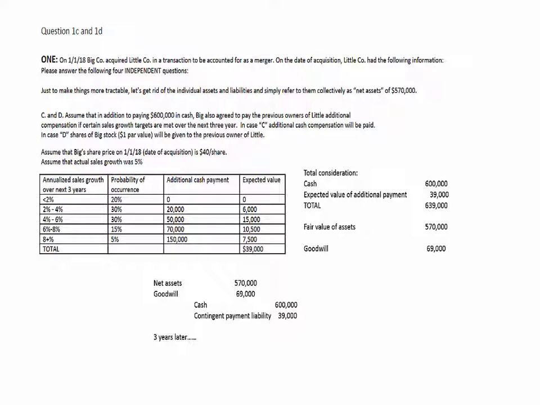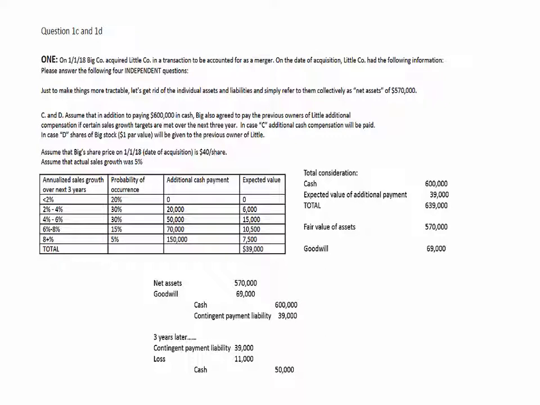3 years later, we find that actual sales growth was 5%. That falls within that middle band. So we're going to pay out $50,000. So we write a check for $50,000. That pays off that contingent payment liability, and the extra $11,000 is a loss.